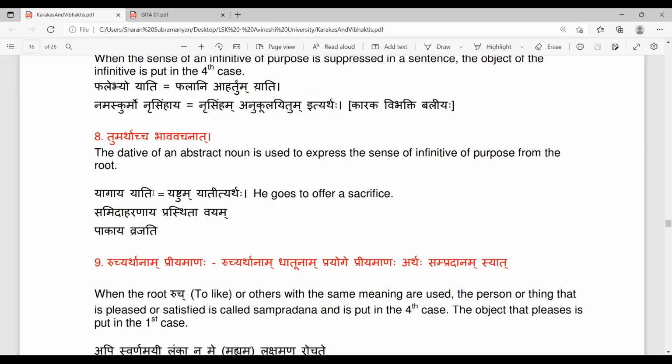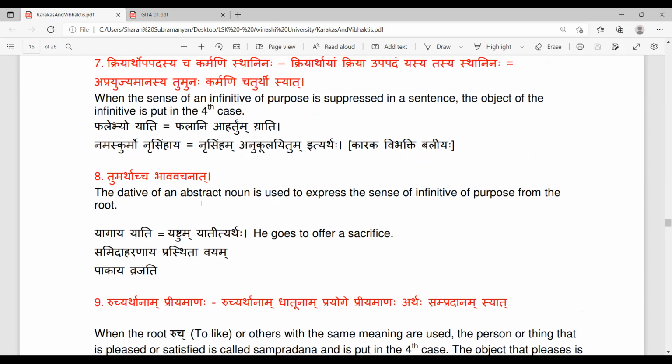So when tumun artha is there, it takes the chaturthi vibhakti. Here there is no upapada, therefore you cannot say it is upapada vibhakti. That is why I said non-karaka vibhakti. It is not a karaka vibhakti. So karaka vibhakti, upapada vibhakti, then other than upapada vibhakti.